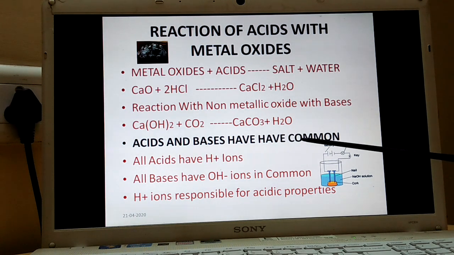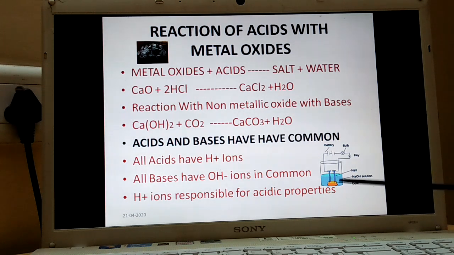Then the next example which I have given: acids and bases, what do they have in common? That is given in the next part of NCERT, that acids and bases have something common in them. How can we test what is common in them? Here an activity is given. We can take a beaker. We can take either acid or base. Here I have taken a base, sodium hydroxide.